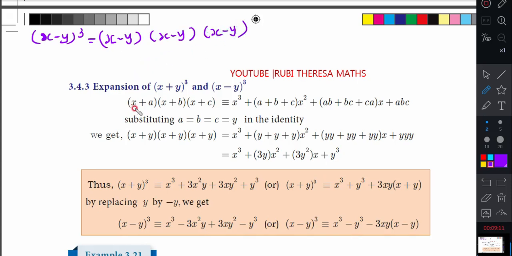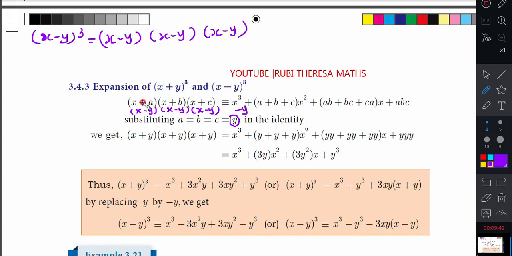Understand? Here, just you see. X minus y into x minus y into x minus y. Understand? So, in the place of x, you have x only. In the place of a, b, c, what do you have? Very good. Minus y. Instead of y, what you have to write? Minus y. A equal to b equal to c equal to minus y.